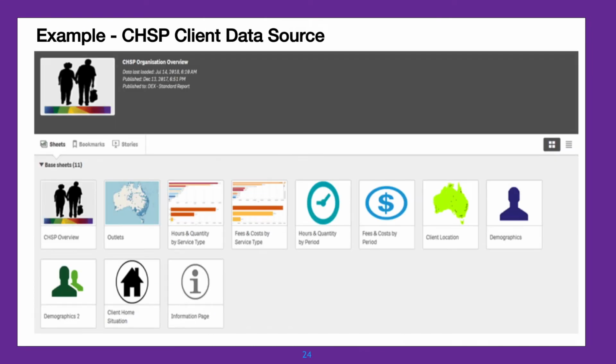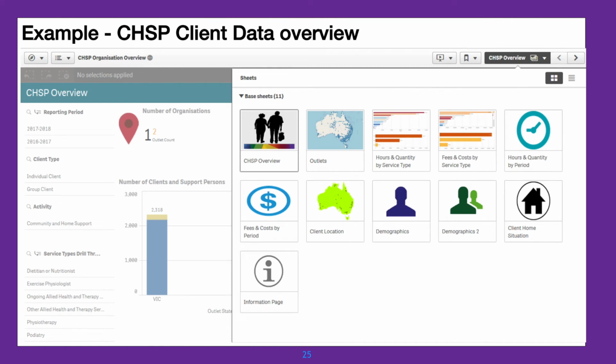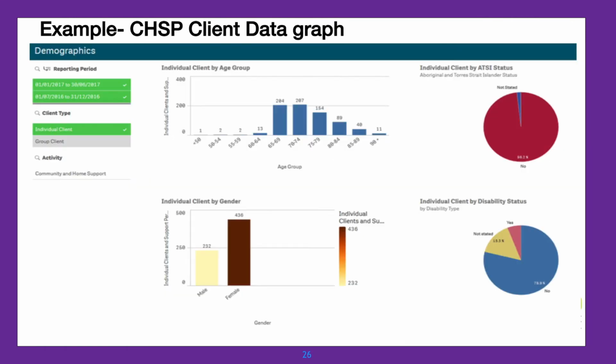The following slides are just examples of what the data source looked like. I've put them up so that you're on the right track if you're going through this website, this data source. I'll just flick through them so that this is what it looks like, so you're on the right track.